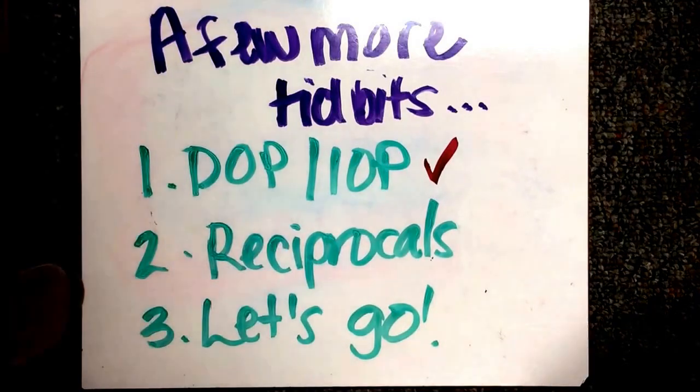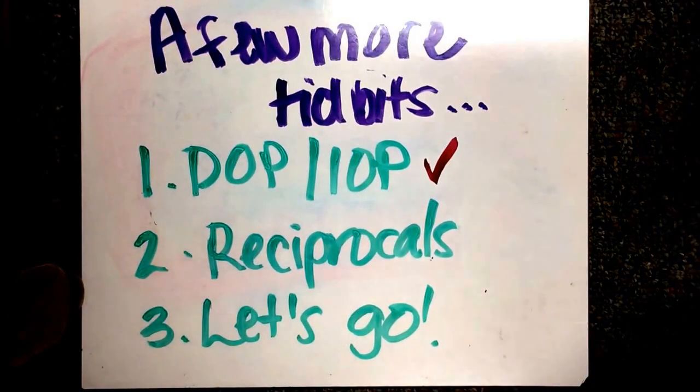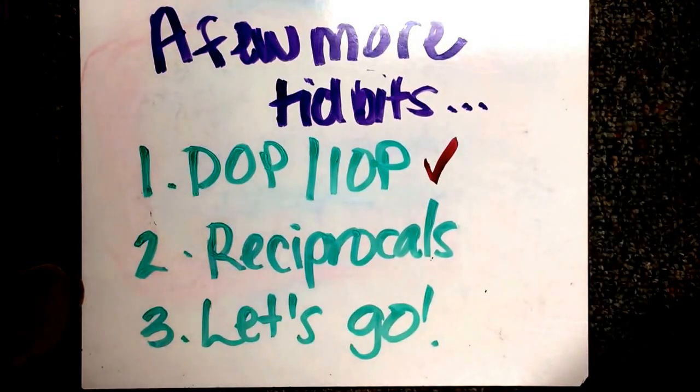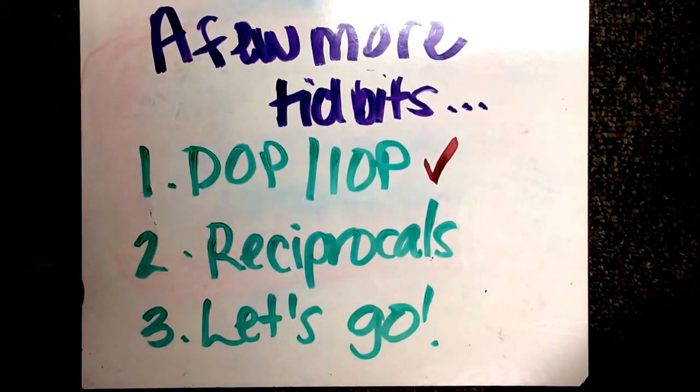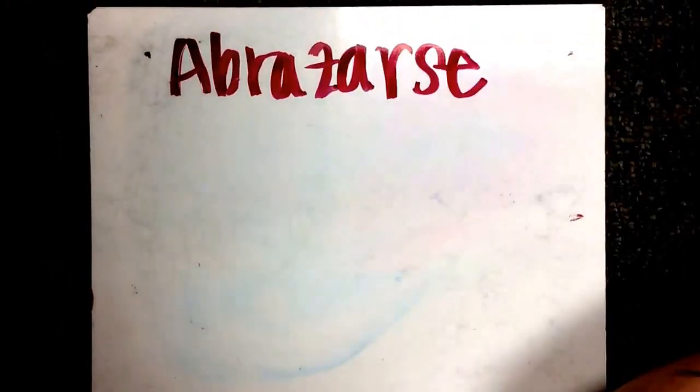And next we're going to be talking about reciprocal actions. And reciprocal actions are things people do to each other. For example, we hug one another. We shake each other's hands. We fight. It can't be something that one person does to the other that the other does not reciprocate back. I'll look at a reflexive, or in this case, a reciprocal action. We'll look at abrazarse, which means to hug one another, right?